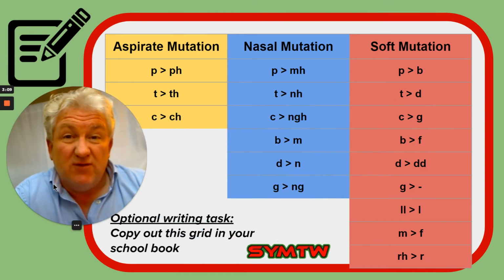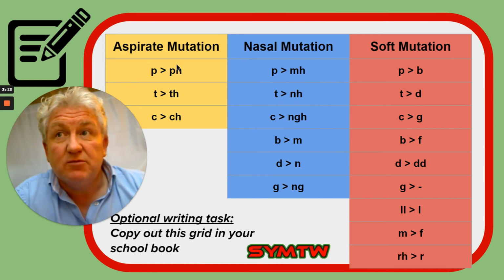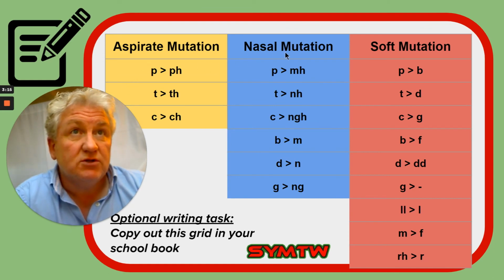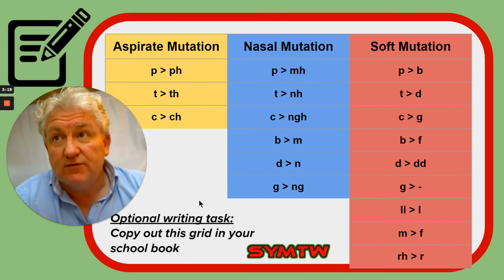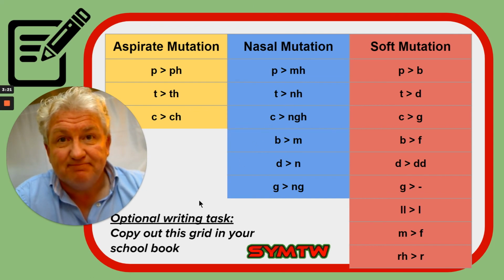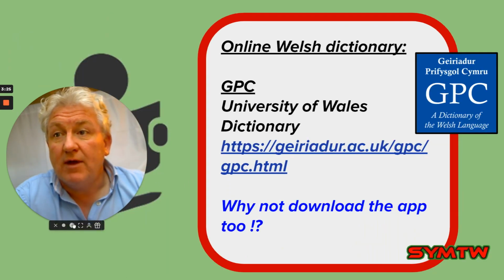That said, if you want to copy them out, here they are. These are the 3: the aspirate mutation, the nasal mutation, and the soft mutation. Okay? Copy this out if you want to do a writing task. There we go.